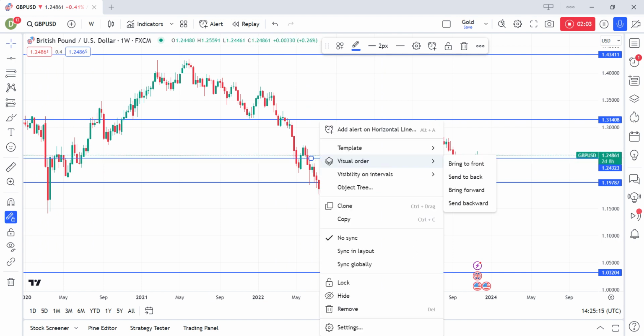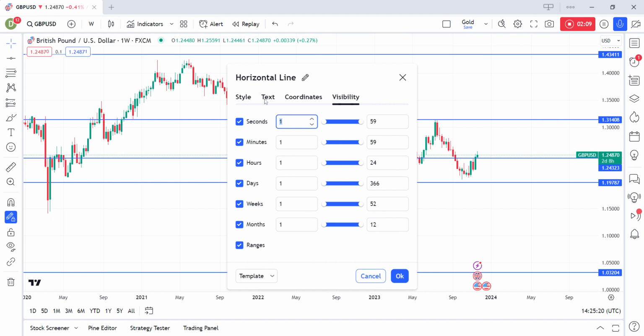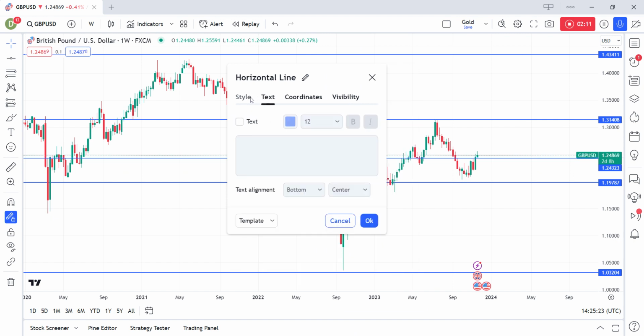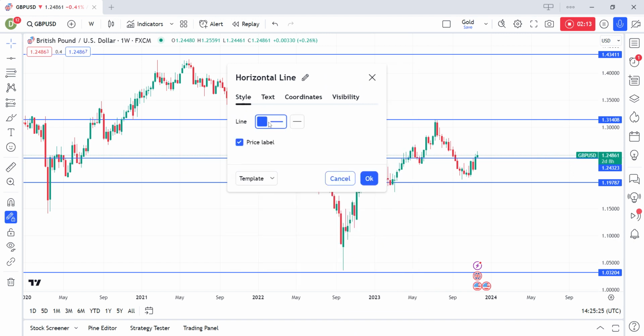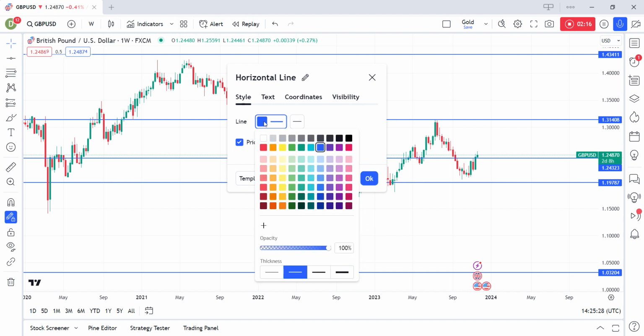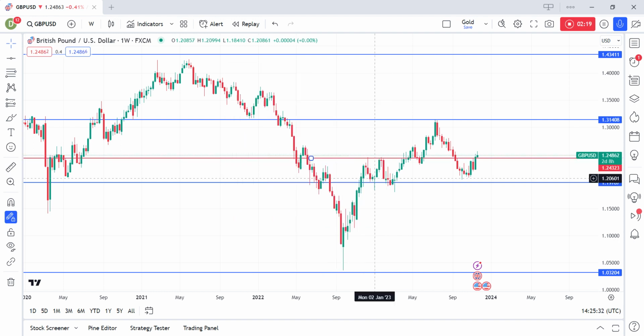We can even change the color of it. You can go to settings and use a different color, and that way you know that you have marked out your weekly. So this is your weekly one. Weekly here, weekly here.